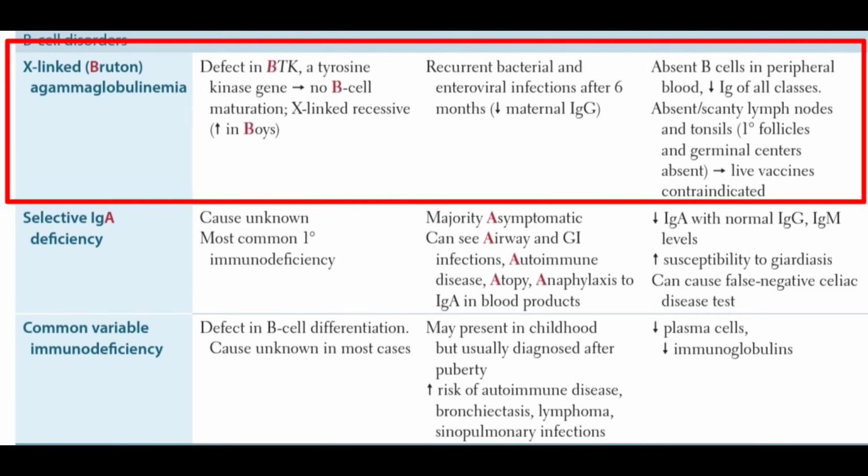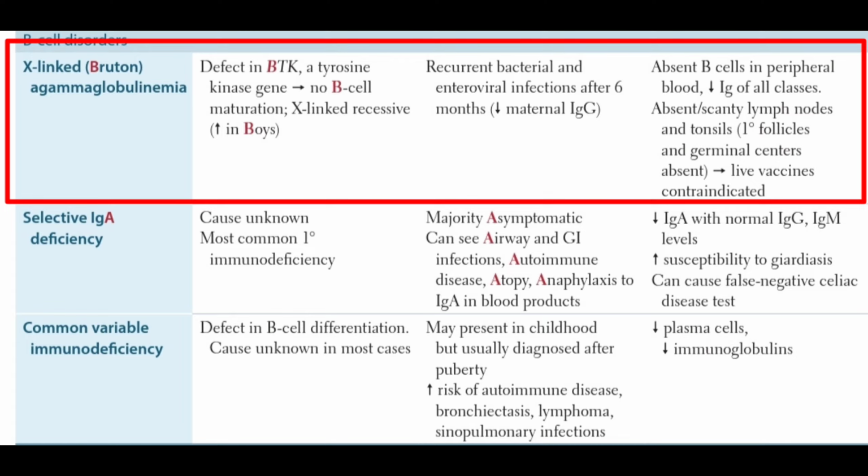Now let us discuss first about X-linked agammaglobulinemia. So in X-linked agammaglobulinemia, mainly there is the defect in the BTK, which is the tyrosine kinase gene, which leads to no B cell maturation. So it is the X-linked recessive type. So it is mainly increased in the boys.